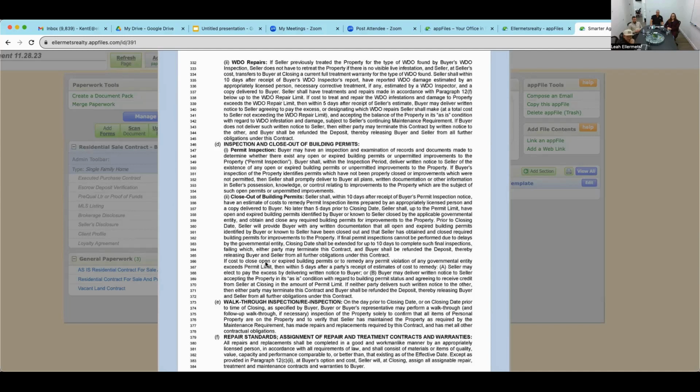If cost to close open or expired building permits, or to remedy any permit violation of any governmental entity, exceeds the permit limit, that's the repair limit, right? Then within 5 days after a party's receipt of estimates of cost to remedy, A, a seller may elect to pay the expense by delivering a written notice, or B, buyer may deliver written notice to the seller accepting the condition as is. And that's okay too.